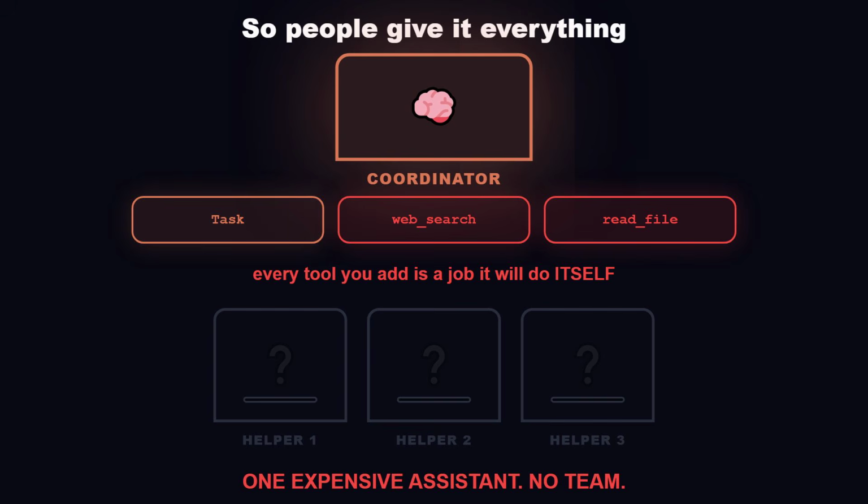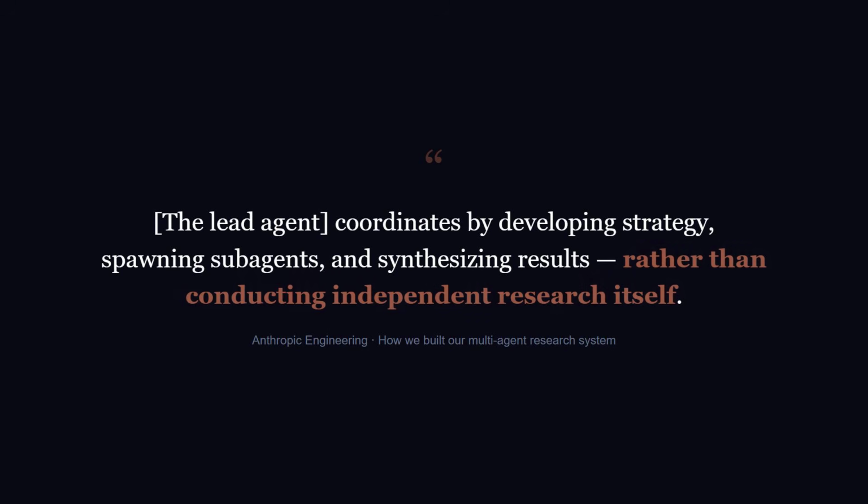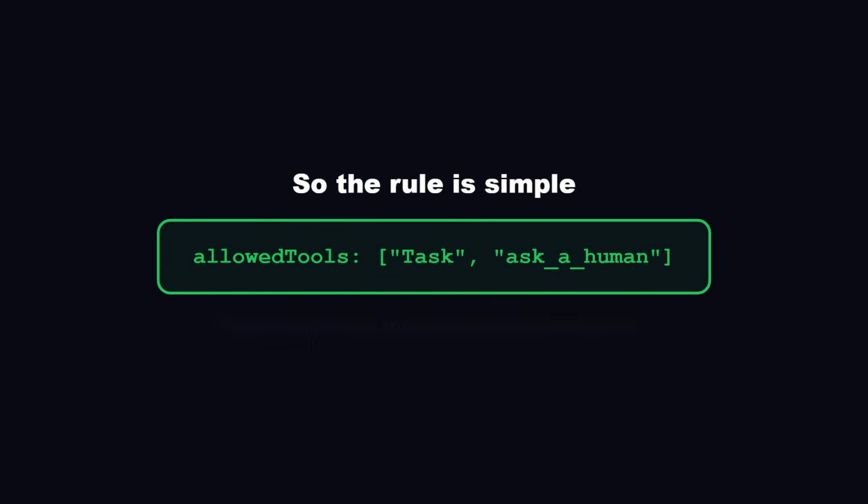Wrong. Every tool you give the coordinator is a job it'll do itself. Give it web search, and it searches. It won't hand out work, it can just do. And now you've built one expensive assistant instead of a team. Anthropic says this about their own lead agent. It coordinates rather than conducting research itself. So the rule is simple. The coordinator's tool list is its job description.